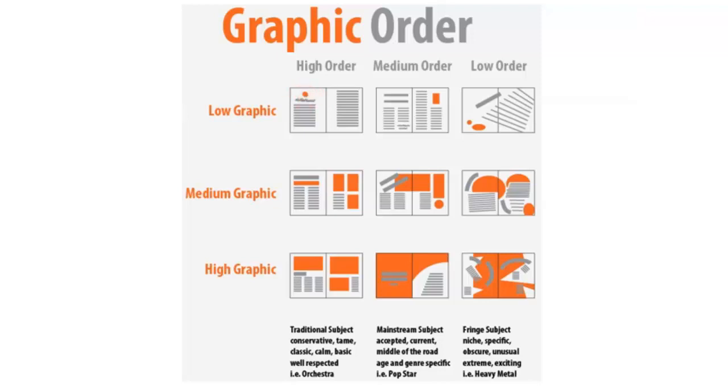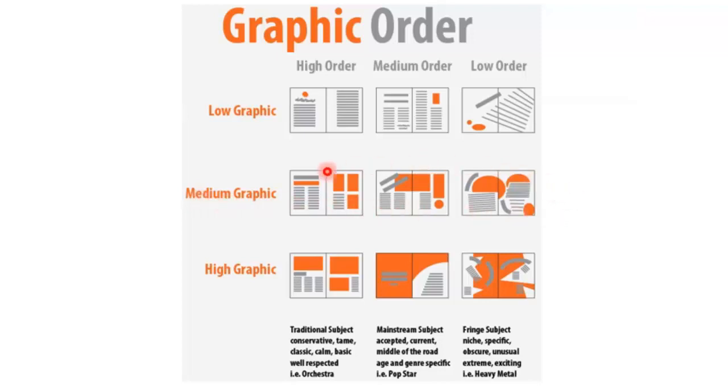As being traditional, so something like an orchestra. And I only pick music as an example because it's an easy thing to think about for these spreads. The medium order column obviously would be something that's mainstream or common or everyday, something you see all over the place, but can have a little bit of pizzazz or spice to it if you want it to.